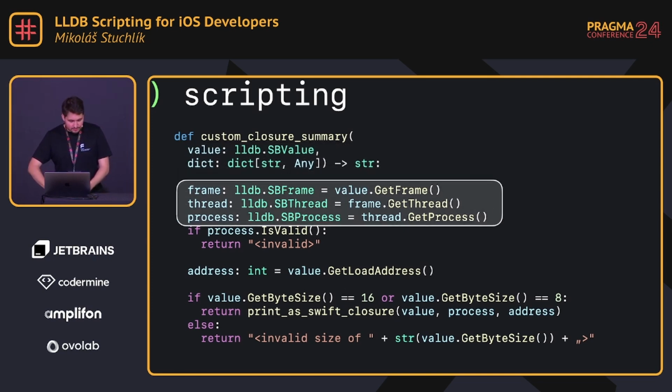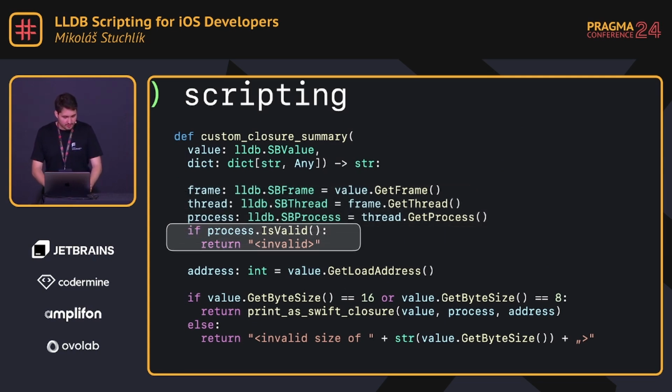First, we need to get a reference to the process so we can read memory. We can do it by asking each individual object to give us its owner. But remember, the API can return instances which are not valid. We always need to check for validity prior to making any call. I have shown only one example due to the space constraints.